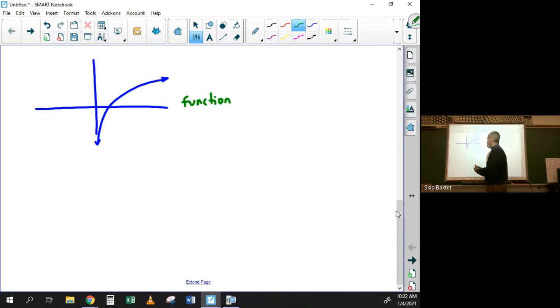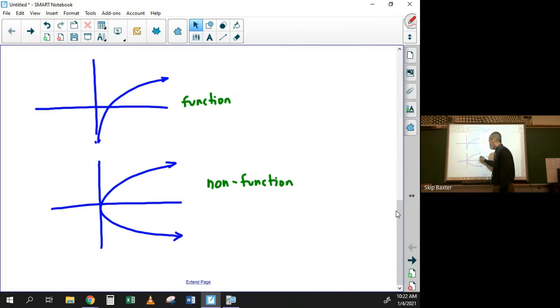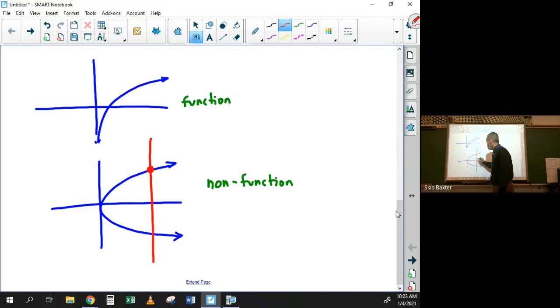But if I were to draw a parabola sideways or something, like this, would definitely not be a function, right? This is a non-function. Because it's really easy to see. If I drew this vertical line, it intersects at 2 points. Those 2 points would have the same x value. This is all review, right?